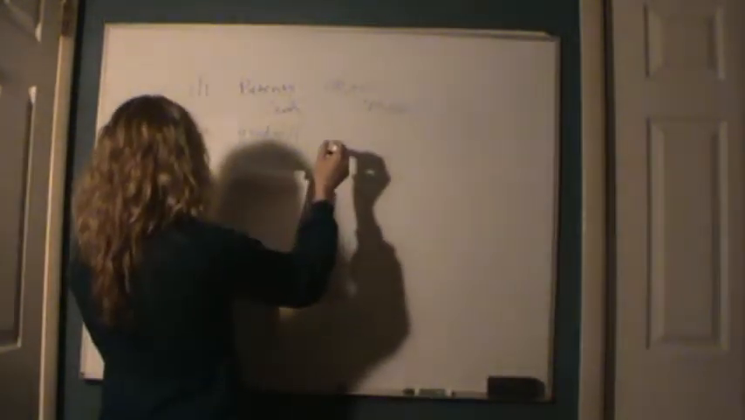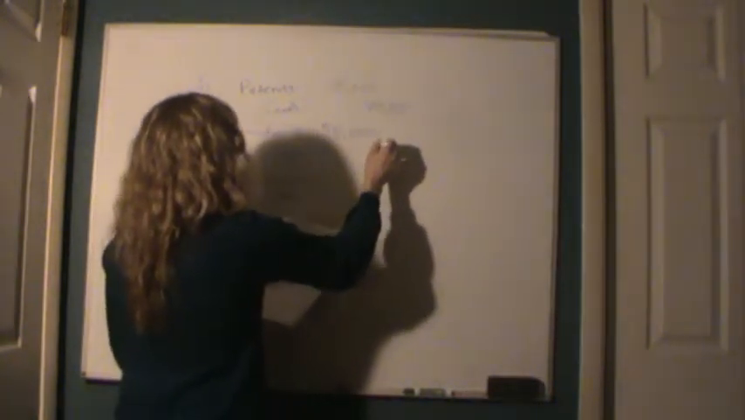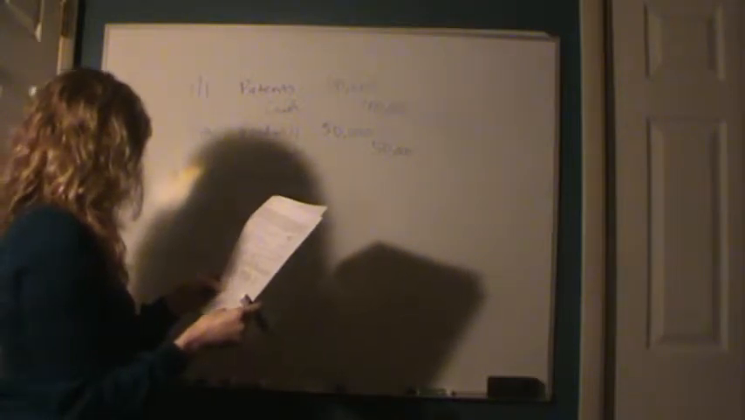Next, January 2nd, purchase goodwill for $50,000. So we'll debit goodwill, $50,000. We'll credit cash, $50,000. July 1st, purchased a franchise. July 1st is the date that he purchased it, and it's a 5-year franchise. It expires July 1st, 2017.